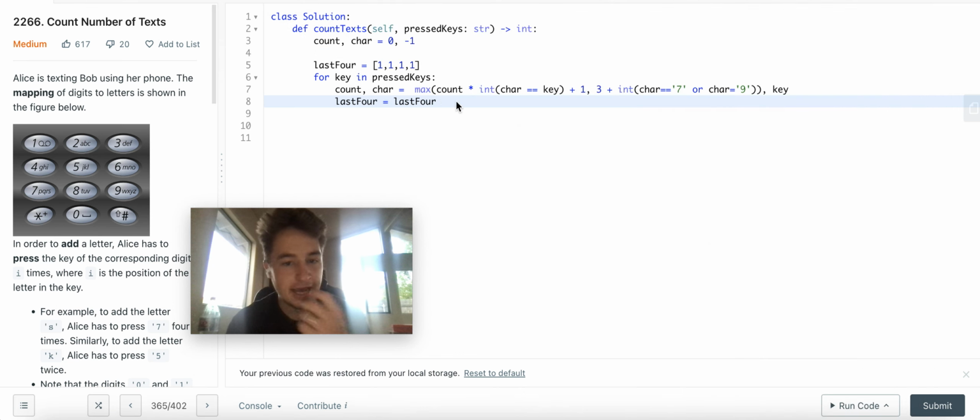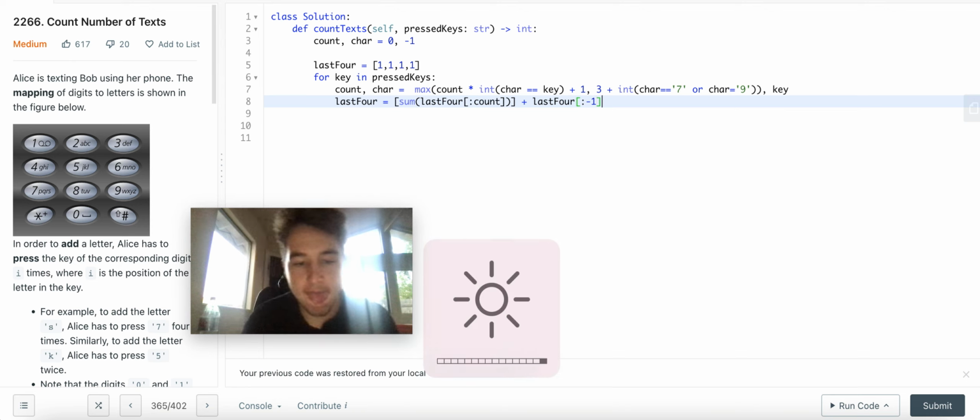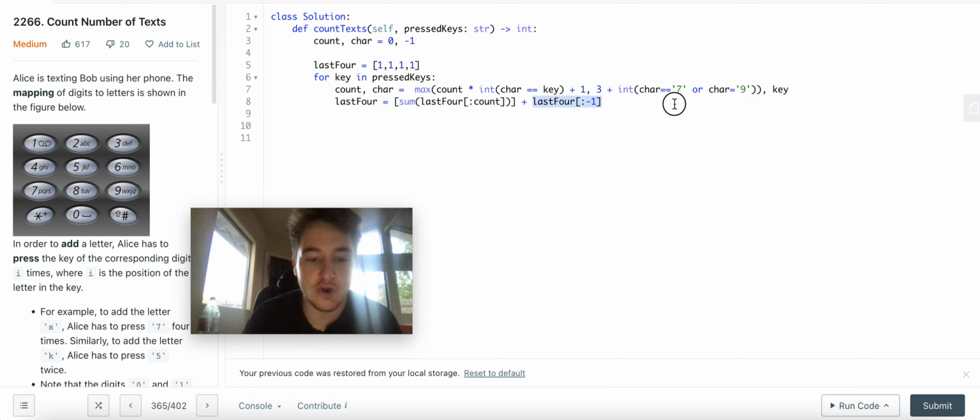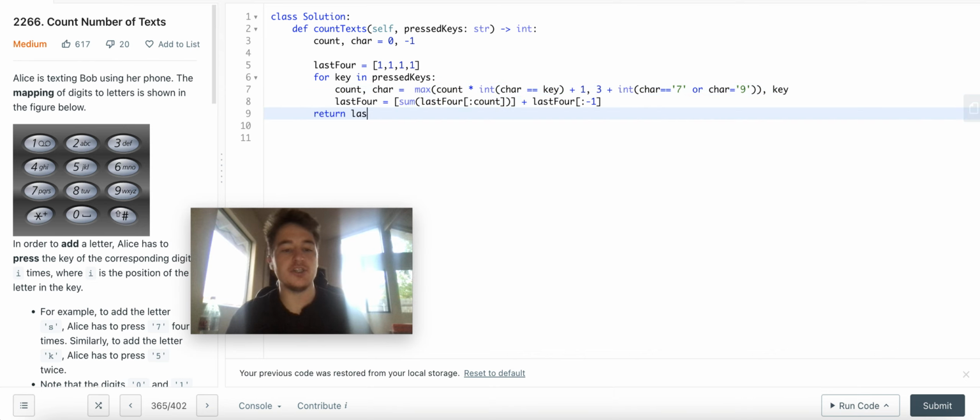So I'll sum up the count and I'll put that into the array, the last 4 things in the array. But only the count amount, because that's the number of paths that I can add up together. And then I'll add up the last 4, excluding the last one, because I don't want to add in the last one, because the last one is garbage. I think that's what this will do. So I'll disregard the oldest one, and I'll add in the newest one. And then when I'm done, I'll just return last 4.